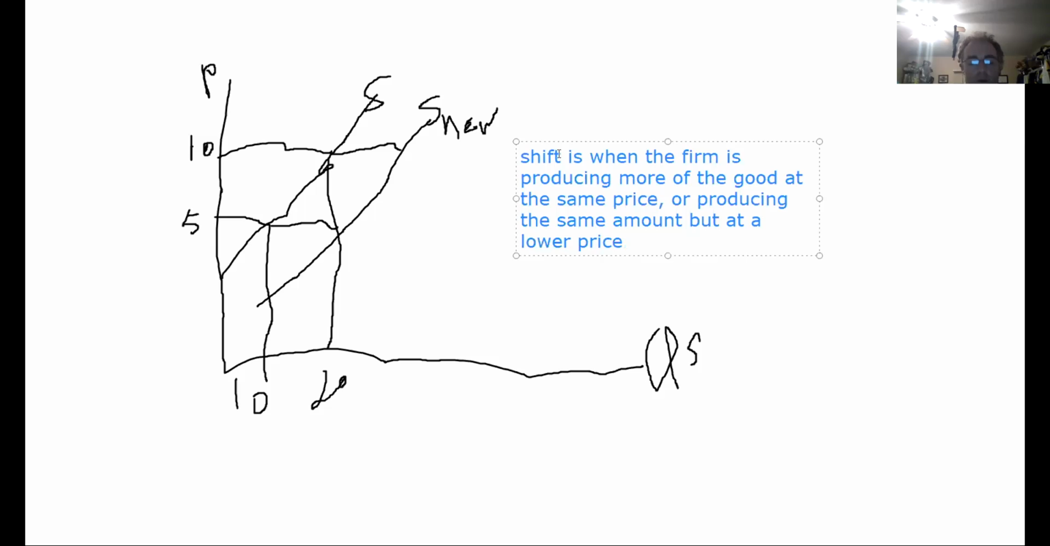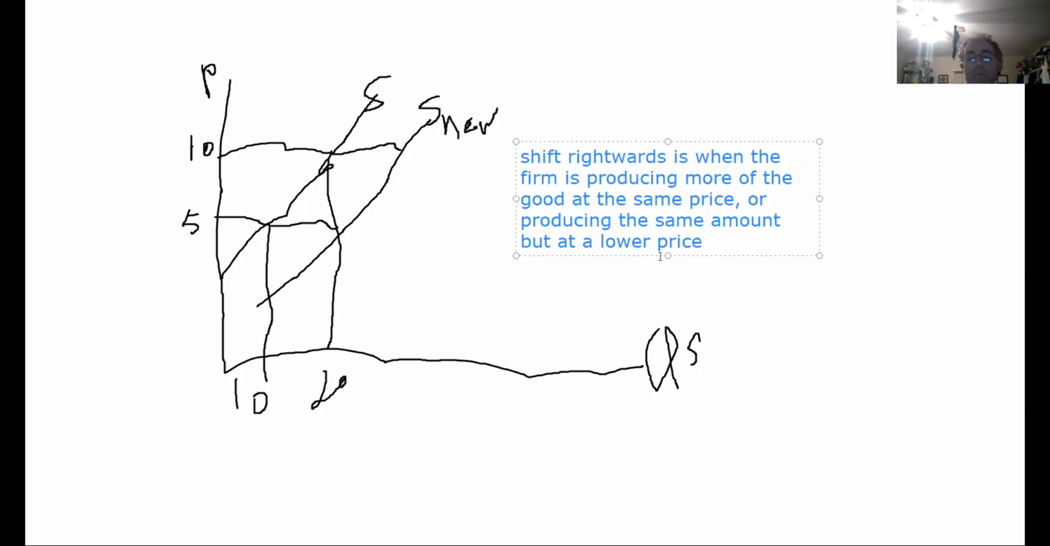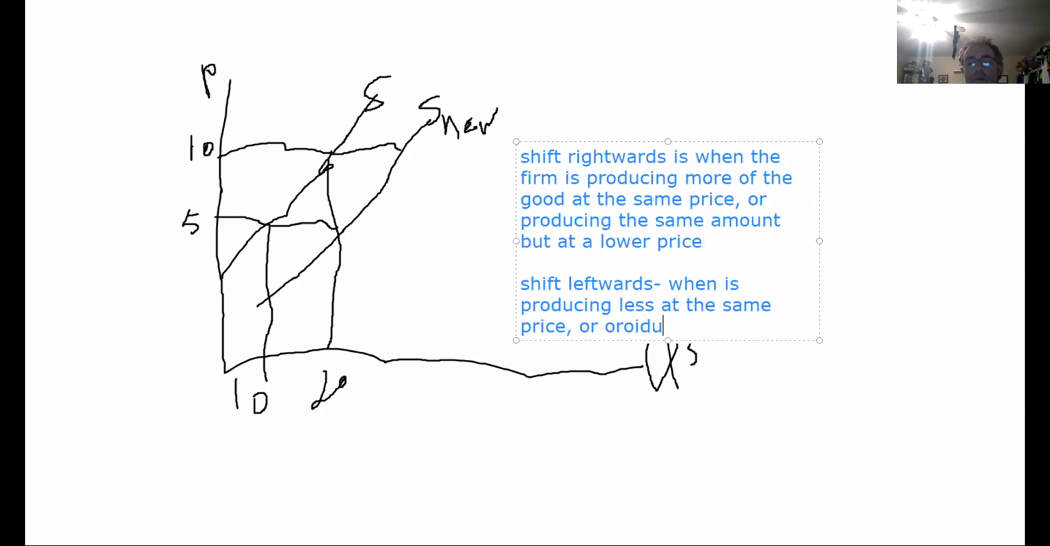This is a shift rightwards. Now, what do you think a shift leftwards is? A shift leftwards is when the firm is producing less at the same price, or producing the same amount but at a higher price. All right, I'll let that sink in for a second and let's think about that.